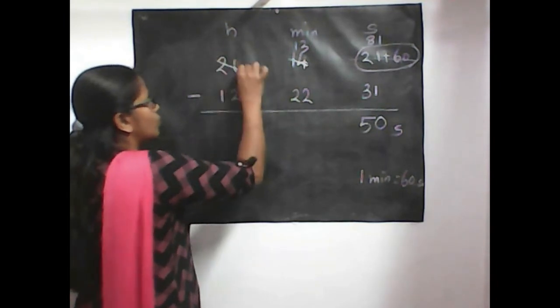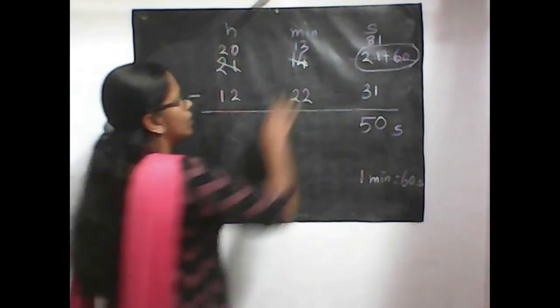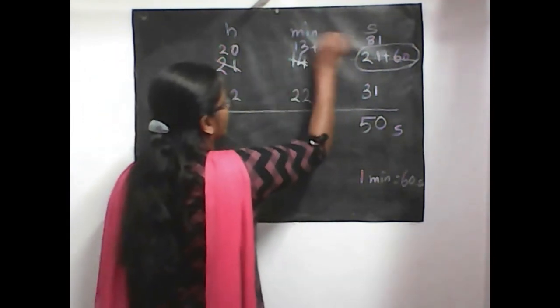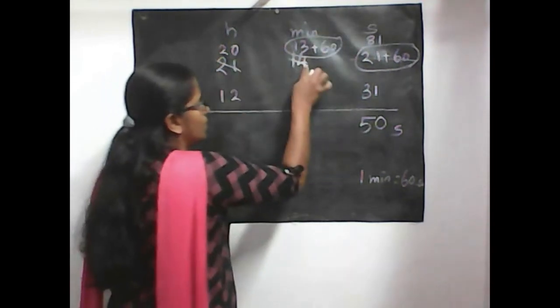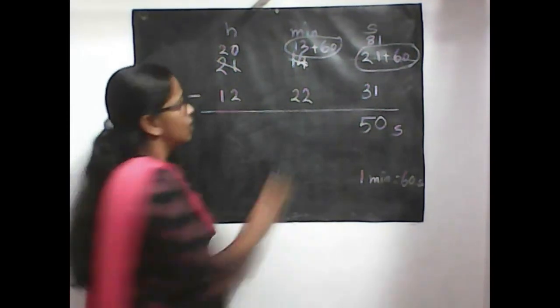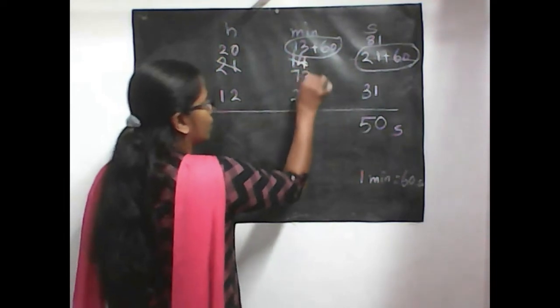We are borrowing from 21 hour. We are borrowing, so it will become 20 hours. Give it to this. Yes, you have to add 60 because 1 hour is equal to 60 minutes. I hope you understood it. So add and write here 60 plus 13, 73. Just here also you can write.